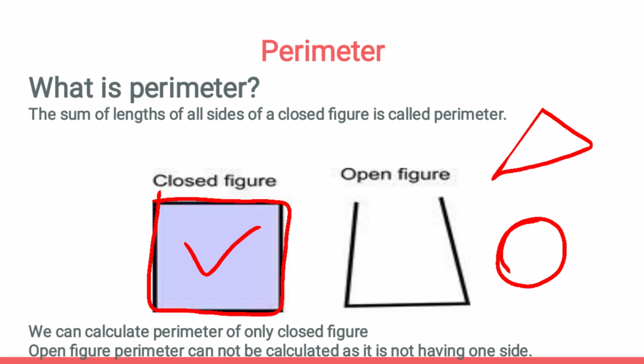And in an open figure, the starting and the ending points will be different. If we start from here, we will not end at the same point from where we started. So this is an open figure which does not have the same starting and ending point. And for perimeter we need only a closed figure. If the figure is not closed, the perimeter cannot be calculated.